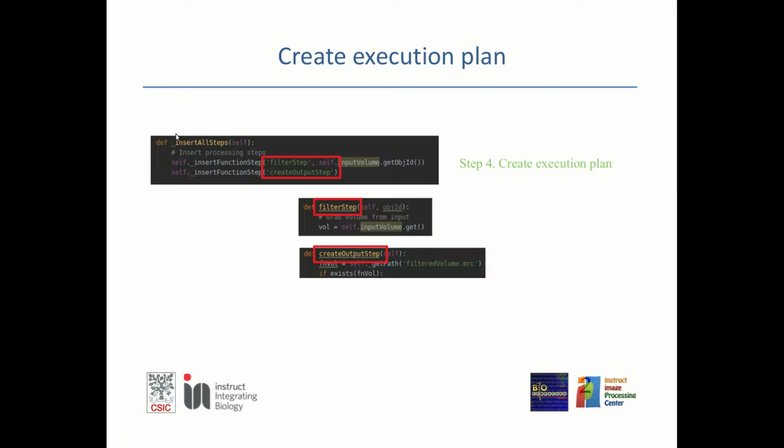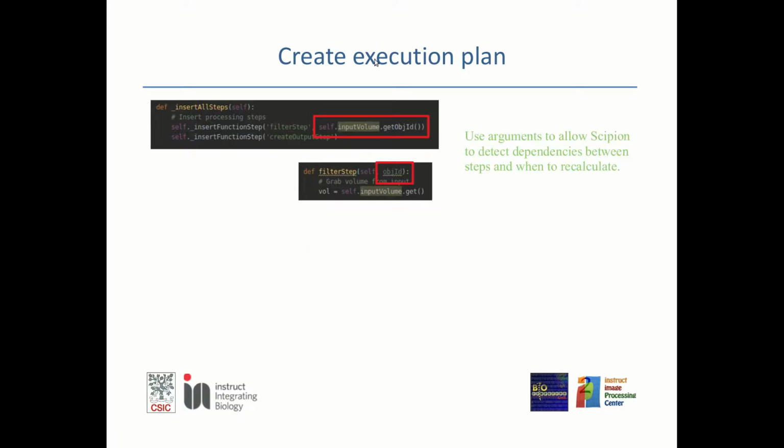The plan is created in a function called insert all steps, and here there are a few choices, but the most common one is insert function step. That means the next thing I want to execute is a function that belongs to my class. So it is the function filter step, and it has an argument that is the object ID, and we will see later what this argument is meant for. And then once you have executed filter step, I want you to execute create output step, and here you have the create output step.